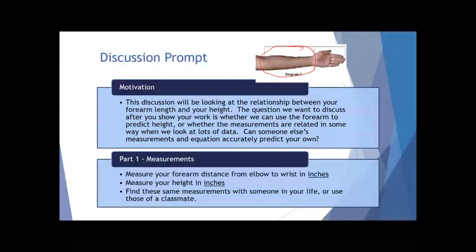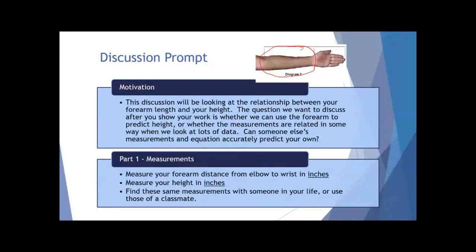If you have your arms out to your sides and you kind of make a T with your body, the distance from your fingertips from both sides, your left and right fingertips, is supposed to be the same as your height. And so we're going to look at a relationship to see if there is a relationship between your forearm and your height. You know, can you use one to predict the other?